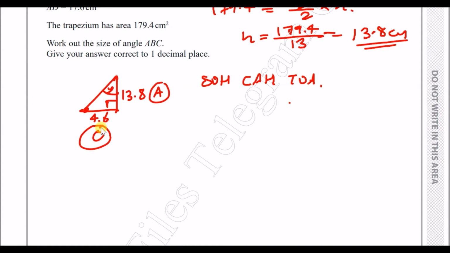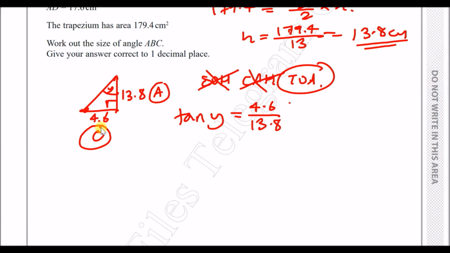So we're going to pick anything that has an O and an A. Well, we can't use SOH, we can't use CAH, we can use TOA, because that's O and A. And T stands for tan. So to write this TOA out, tan of y is going to equal O over A, opposite over adjacent. O, which is 4.6, A, which is 13.8. And that's it, guys. Now to find the angle y, all you got to do is tan inverse this, to get tan to the other side. Make sure you use that in the calculator.